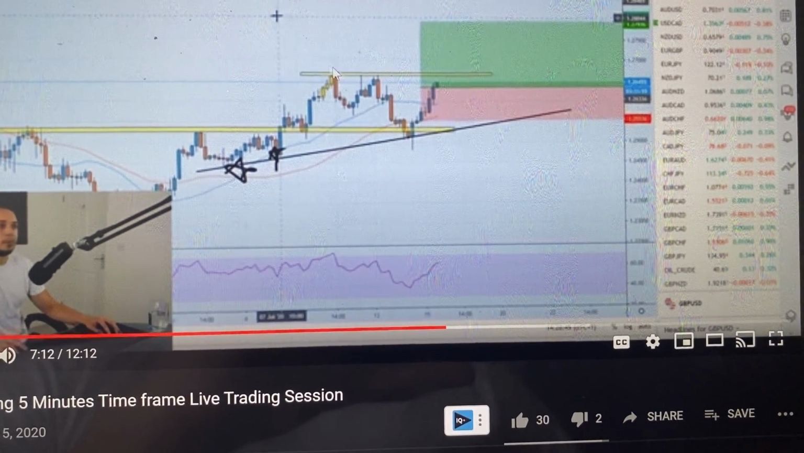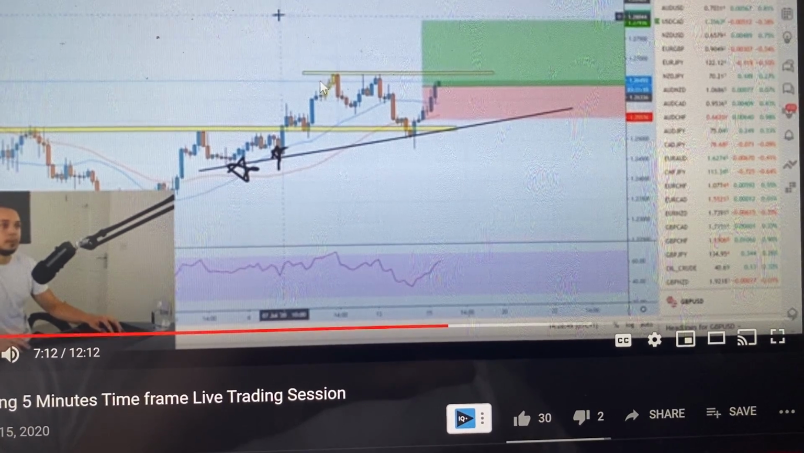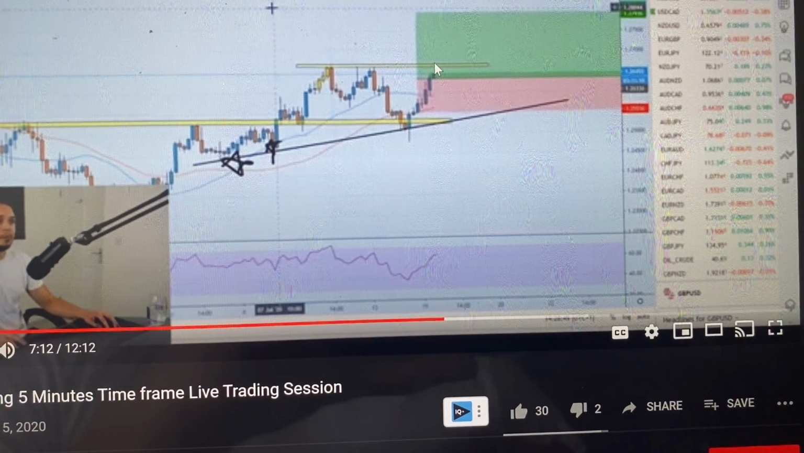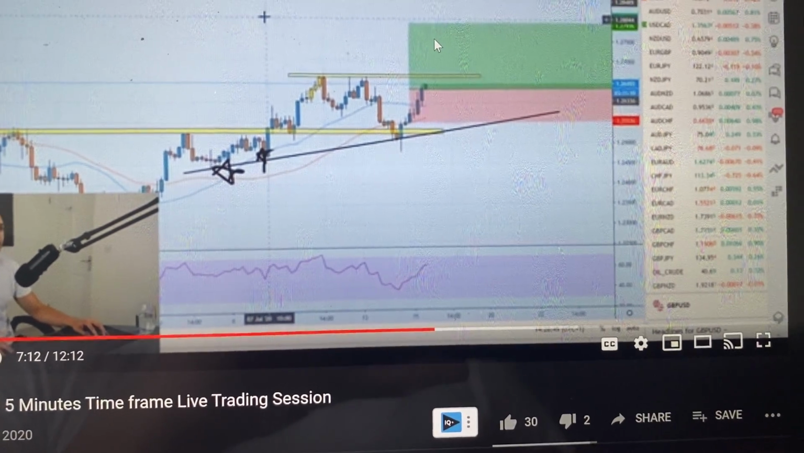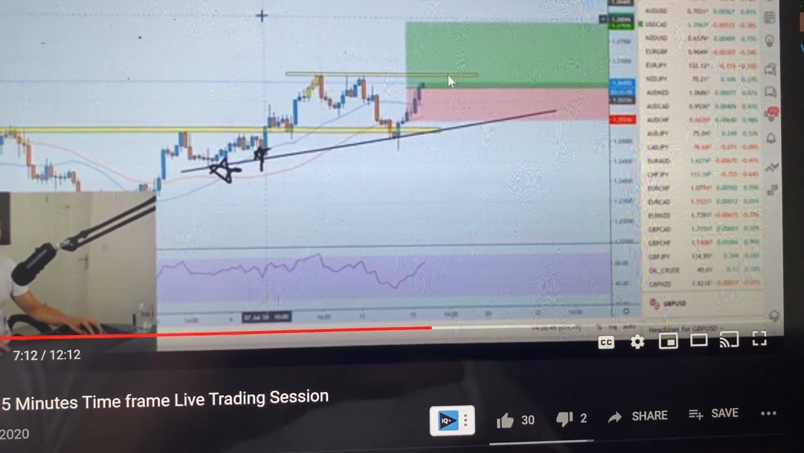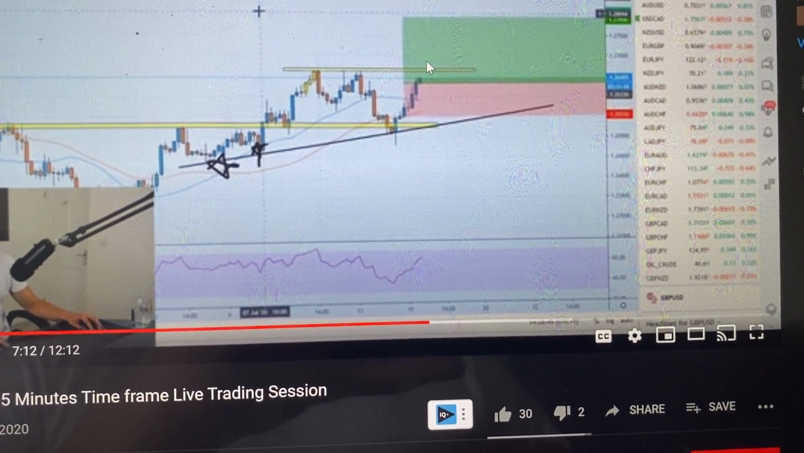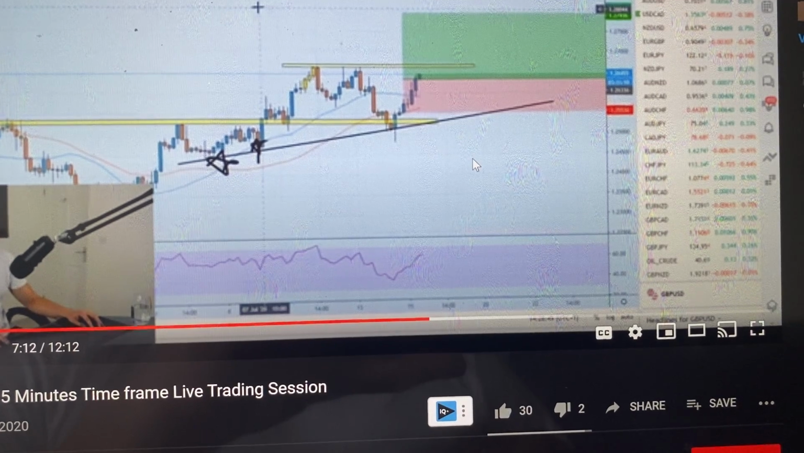So let me stop right here. As you know, this is an area of potential resistance. So the market could either break this area of resistance and come back down and retest, and you can buy it on a retest and it goes back up, or the market could just reject this area of resistance and come back down.